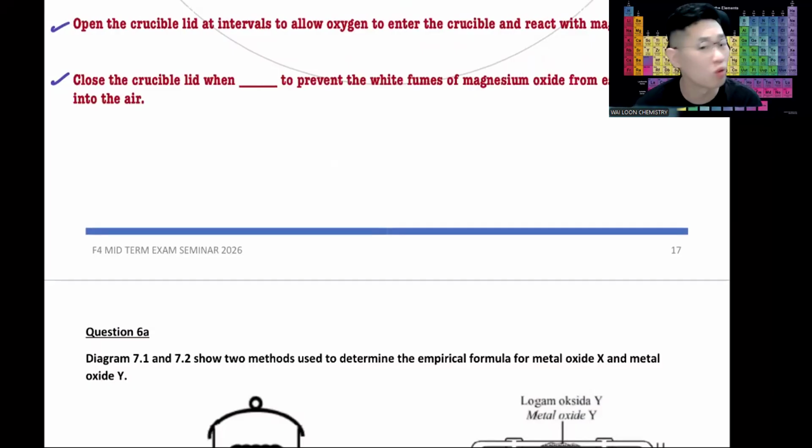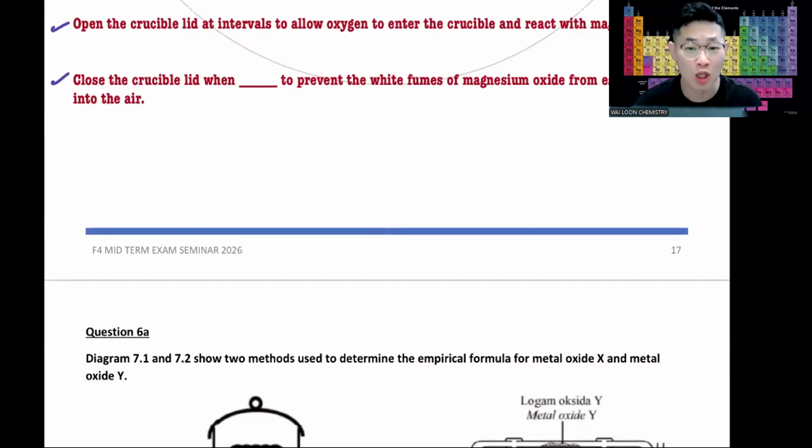When heating? No. When cooling, obviously you are not listening. When cooling, you have to close the crucible lid to prevent the magnesium oxide from escaping into the air.